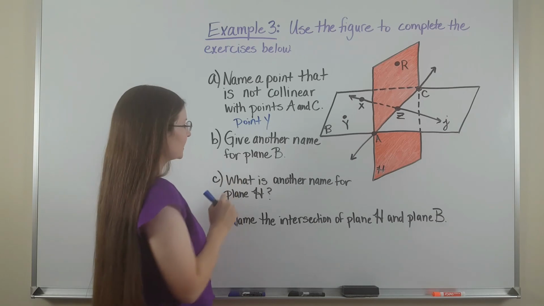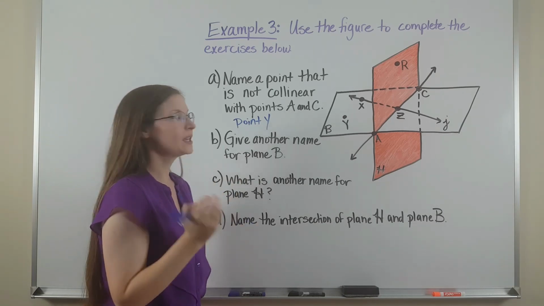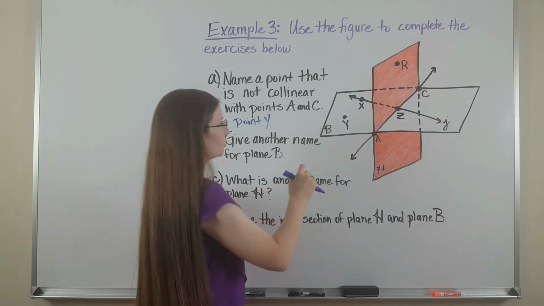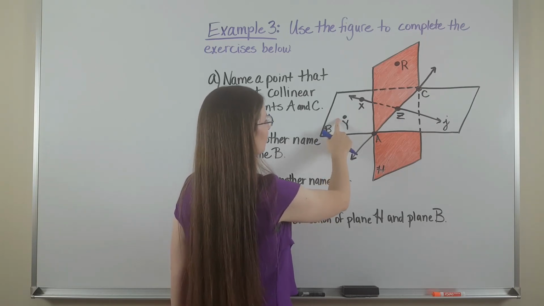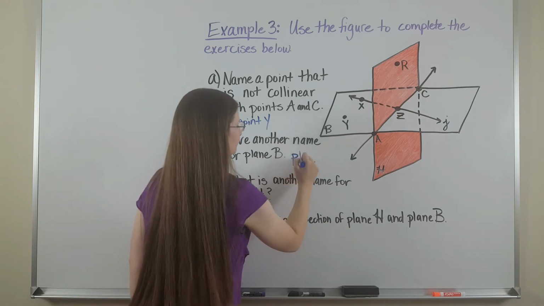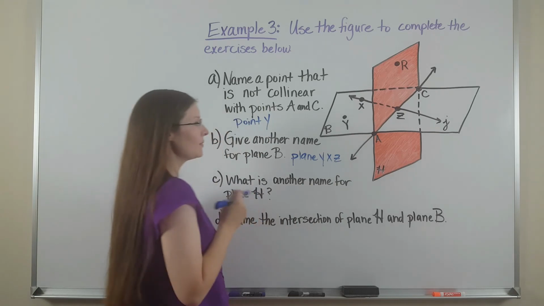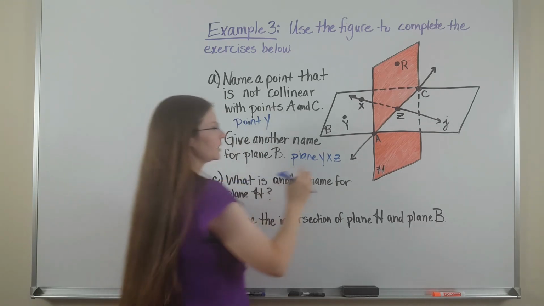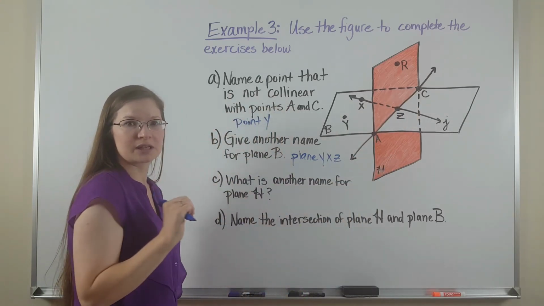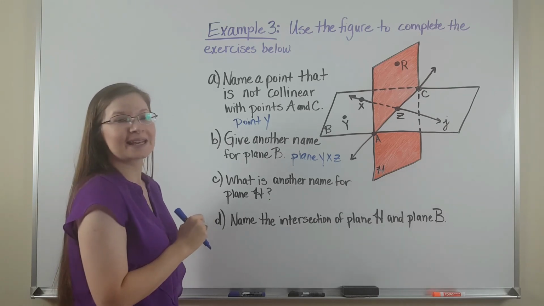All right, letter B says, give another name for plane B. We have to choose 3 points that are in plane B that are not in a straight line. Okay, so we could call this plane YXZ. The only name that we cannot give plane B is we cannot call it plane AZC or any of those 3 letters.